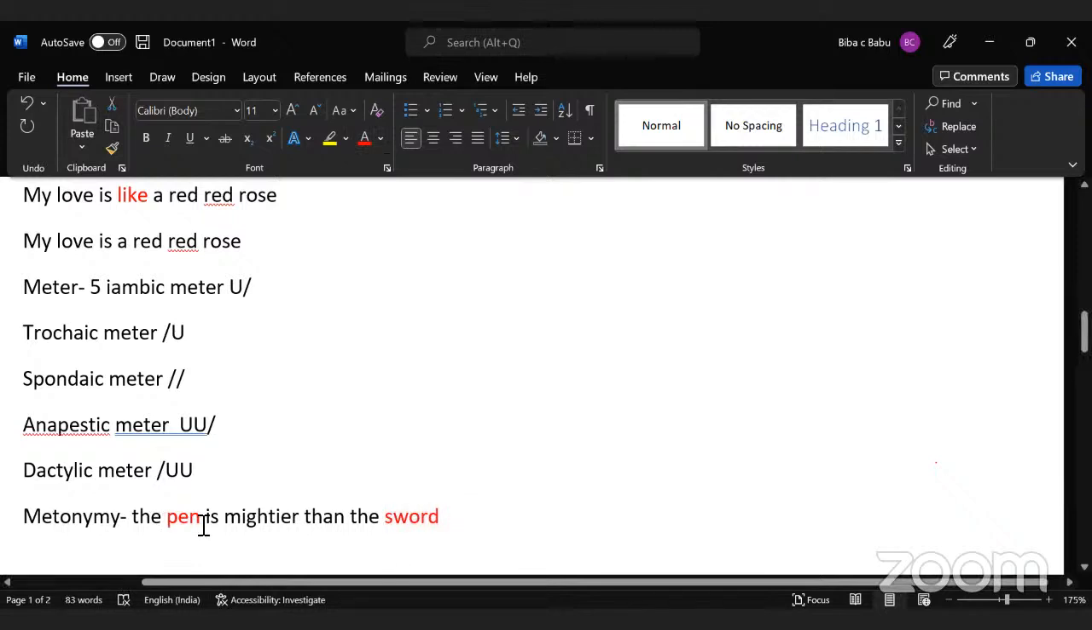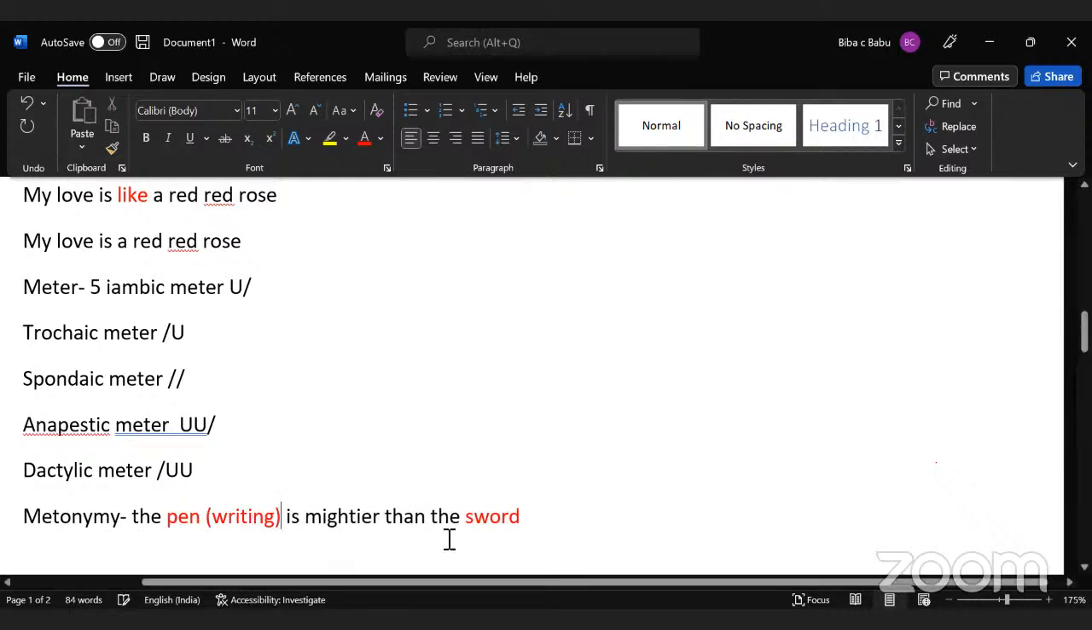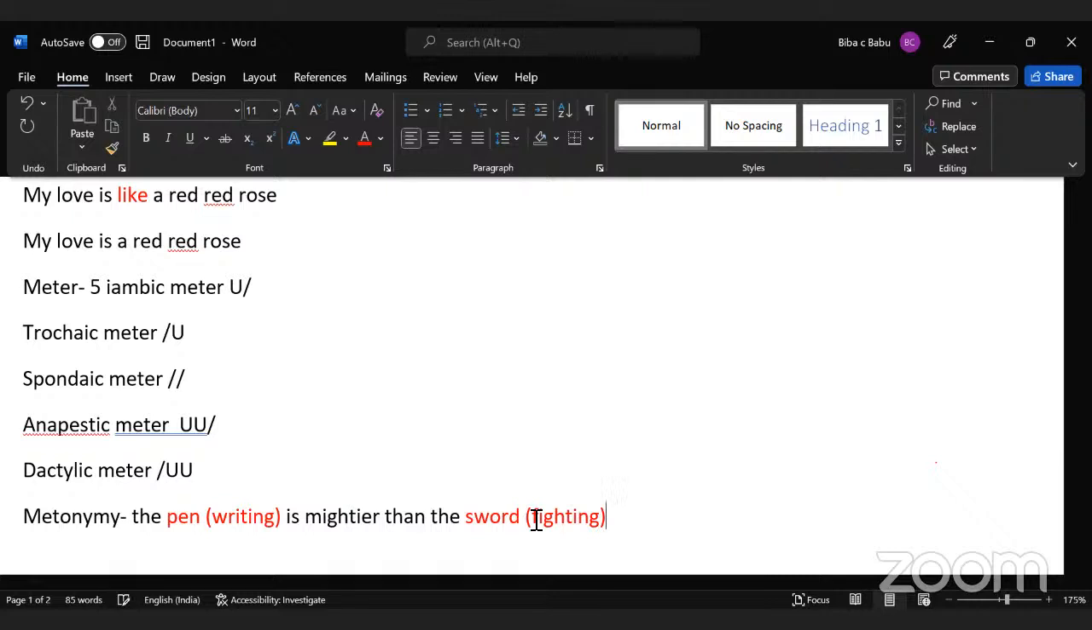Do you know what the pen represents? Writing. Yes, it stands for writing. Sword stands for fighting. It is for fighting and power. So rather than fighting, it is better to write. It means a writer is better than a military power. You don't always need a sword. You don't always need to fight with people. You can also make things better through writing.